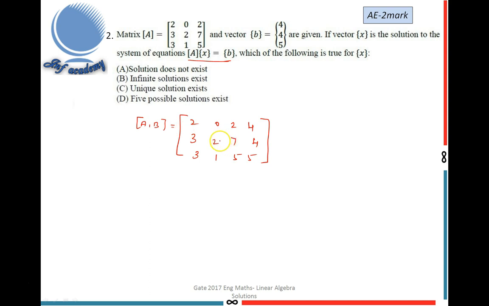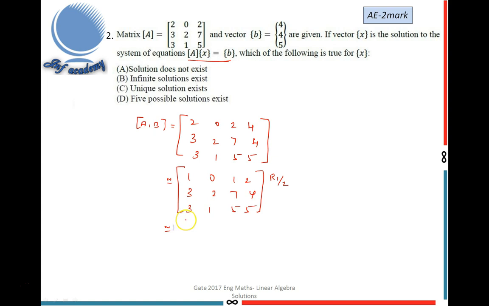Here I use row echelon form, so I use row elimination. First I make this element 2 into 1, because the first non-zero element in each row is 1 only. It is called the leading entry. So the first step is R1 divided by 2. That is 1, 0, 1, 2. Other two rows are the same.